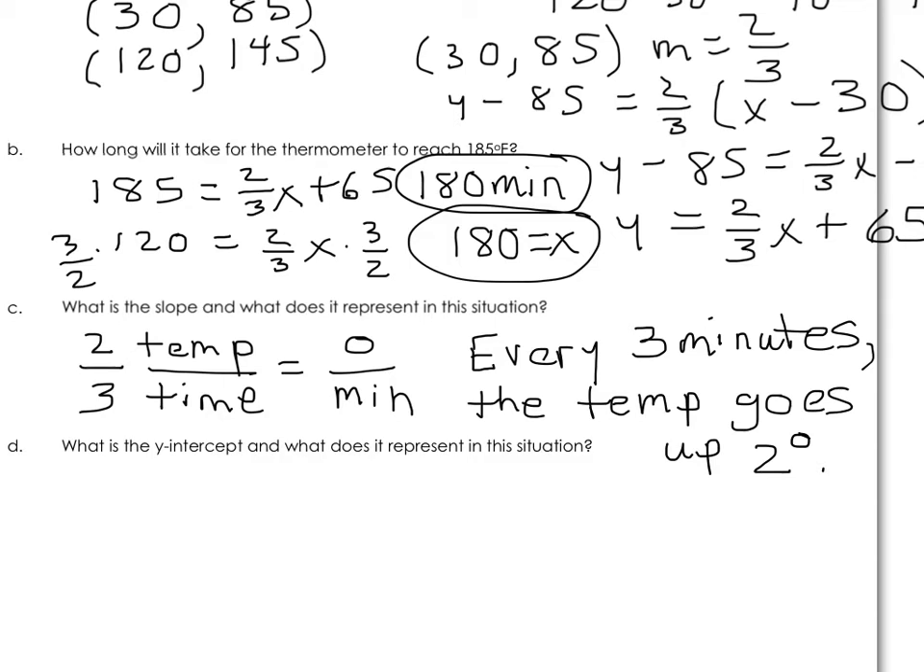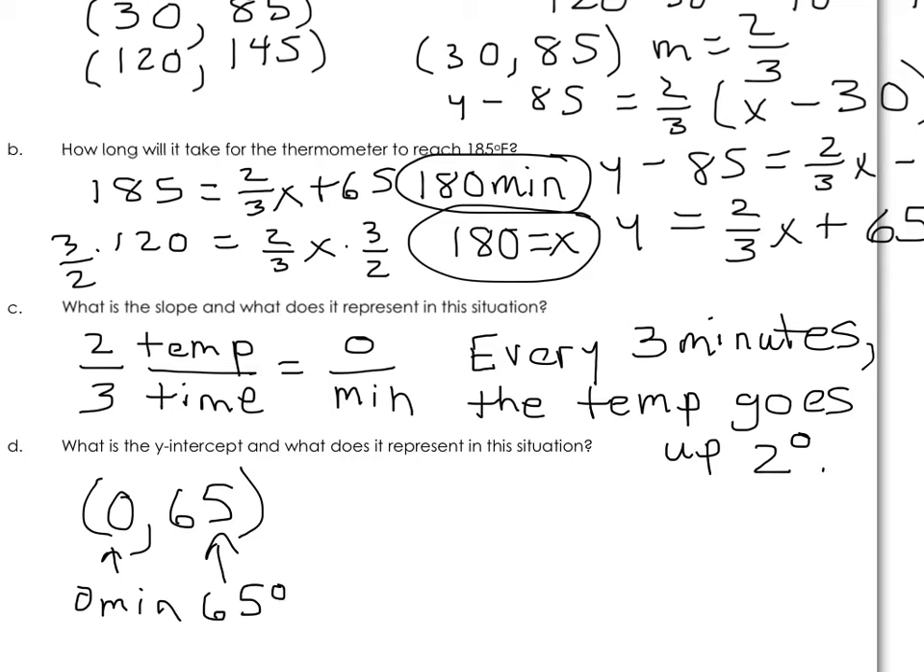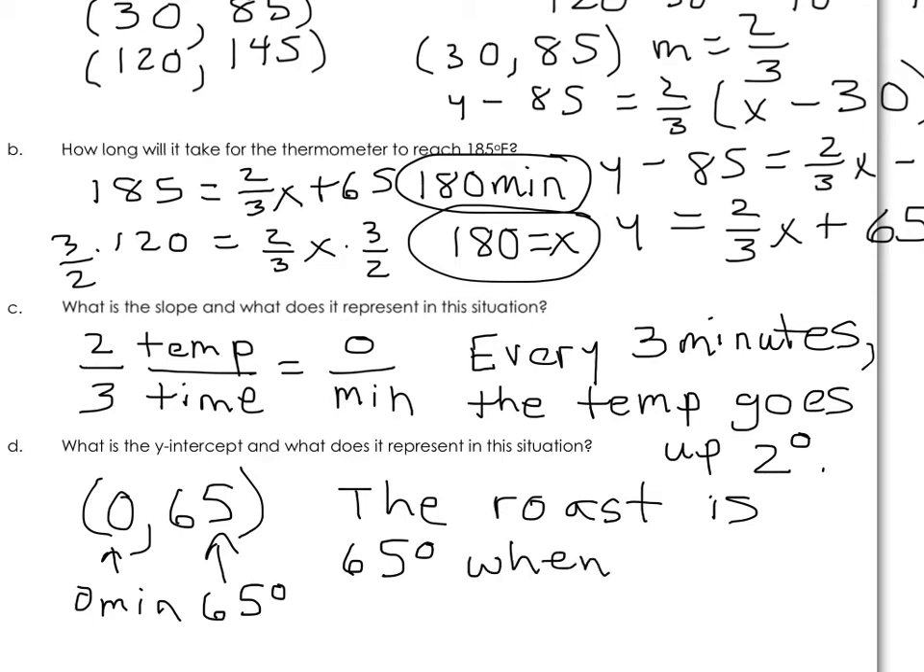What is the y-intercept, and what does it represent in this situation? The y-intercept, we know from the equation, is (0, 65). Remember, 0, that's 0 minutes. 65 is 65 degrees. So at 0 minutes, the temperature is 65 degrees. At 0 minutes, the roast is 65 degrees when you put it in the oven.